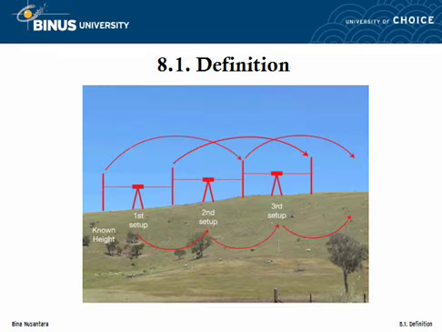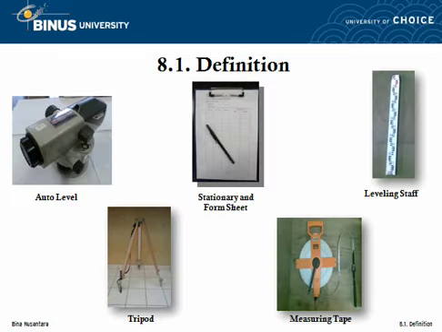Here's the picture of the step. We can see the picture as first setup, second and third, and go on. And here are the tools. Of course, we'll use an auto level and tripod, stationery and foam sheet, measuring tape, and leveling staff.